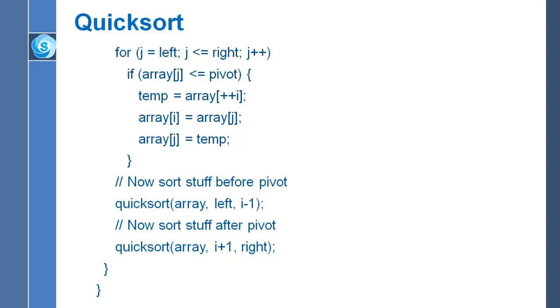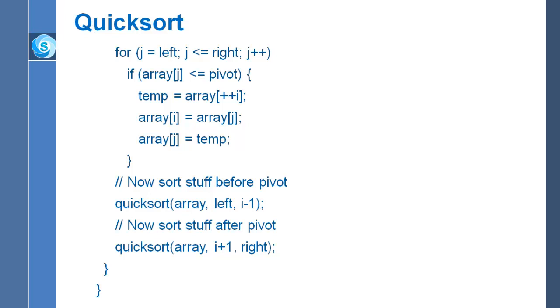Okay, that's a mouthful. That's quite a bit to think about, and I hope you will. You really hopefully come to terms with the details of this. All right, but that is the hard part. After this for loop, everything from position left up to position I will be less than or equal to the pivot. Everything after that up to position right is going to be greater than the pivot.